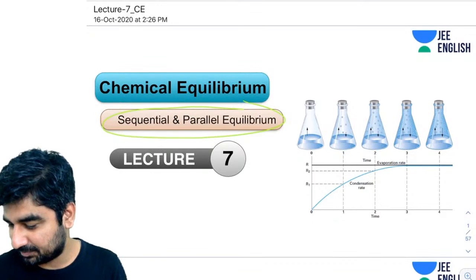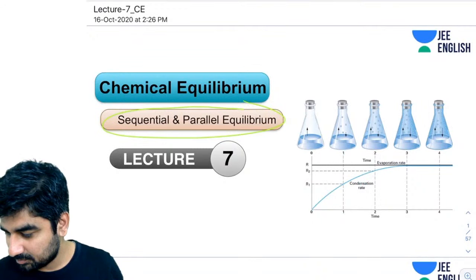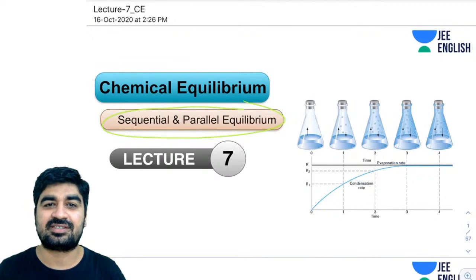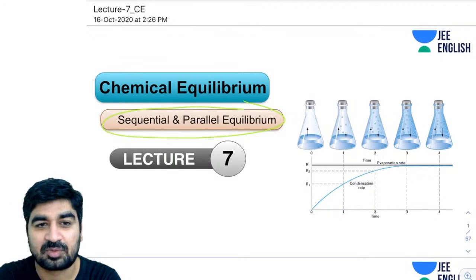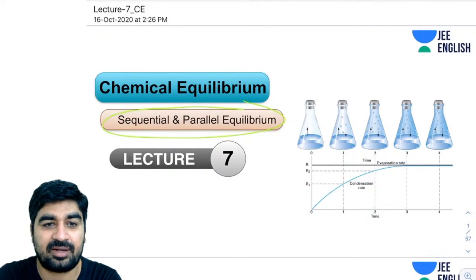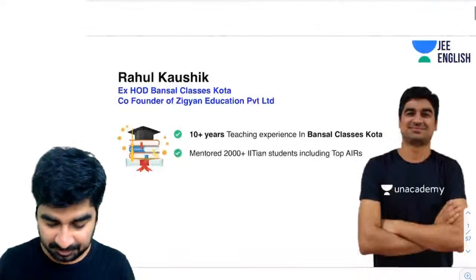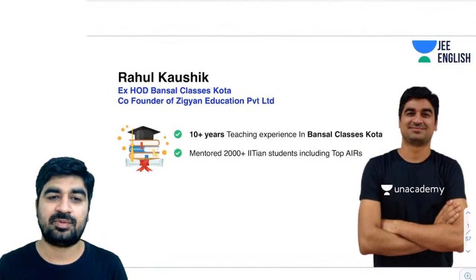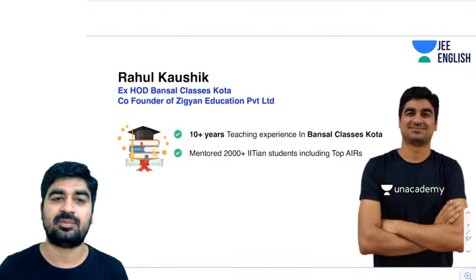Hi, Ansab. Hello, everyone. No, Ansab, it's in NCERT by the name of chemical equilibrium itself. You can see it. Sequential and parallel, as such, there are no topics in NCERT. But when we will be doing ionic equilibrium, this topic will come over and again.